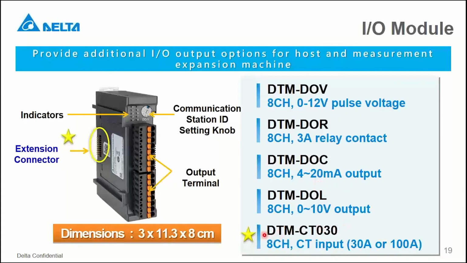And we have one more special module. This one is a CT input. This one is not output. It's a CT input, only monitoring the wiring connected to the heaters. We have 2 specs right now, which support 30 amperes and 100 amperes. And we can also support the CT unit.